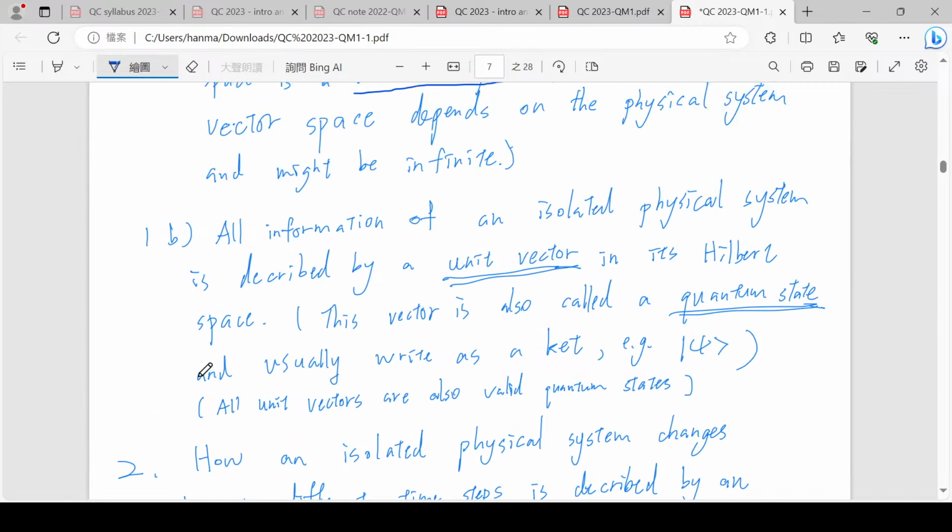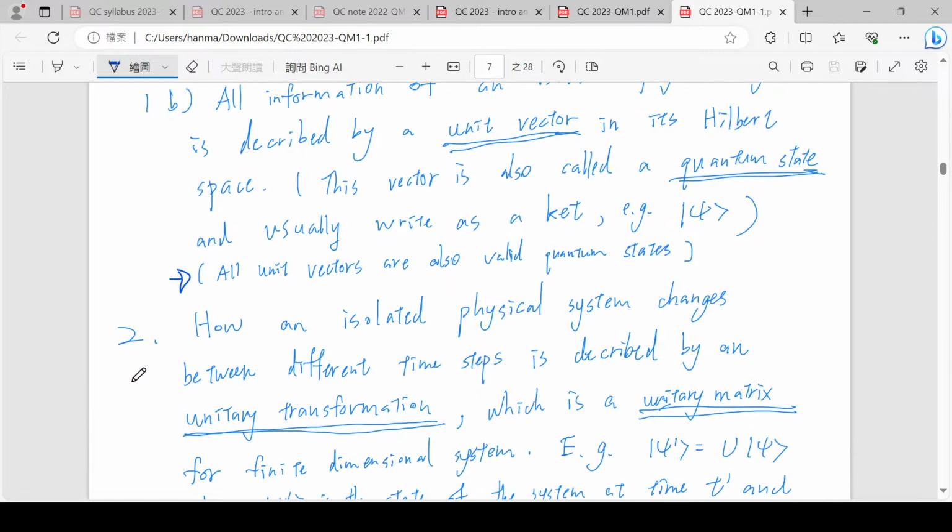And a small point here is that all unit vectors are also valid quantum states. This small extra thing we write here is basically the superposition principle. We take a linear combination of any vectors, your quantum states, and normalize it. Then it is still a valid quantum state. So the superposition principle says that any unit vector is a valid quantum state.